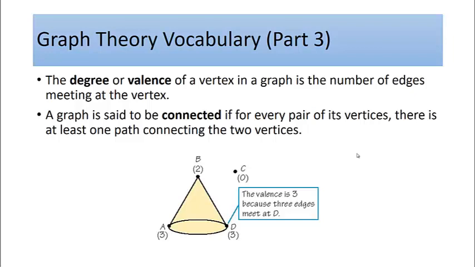Now, a graph is said to be connected if for every pair of vertices, there's at least one path connecting the 2 vertices. So the graph that we see below is not connected since there's no edge connected to vertex C.